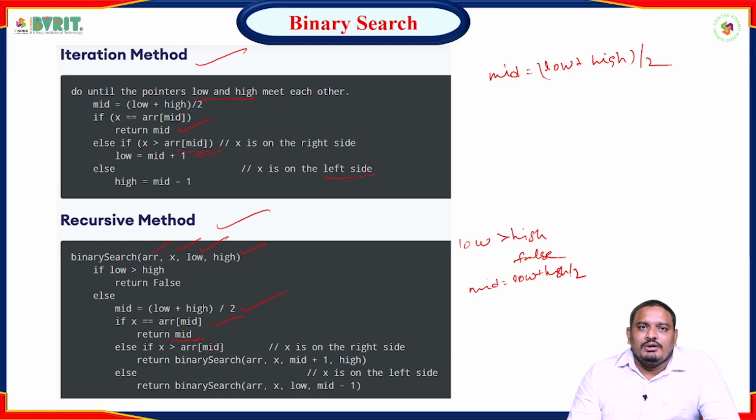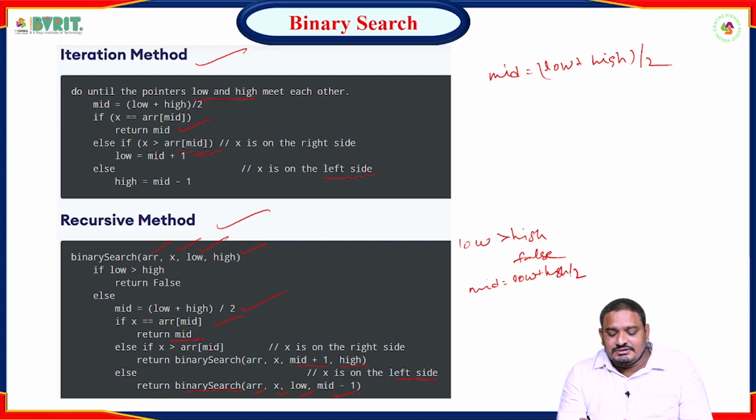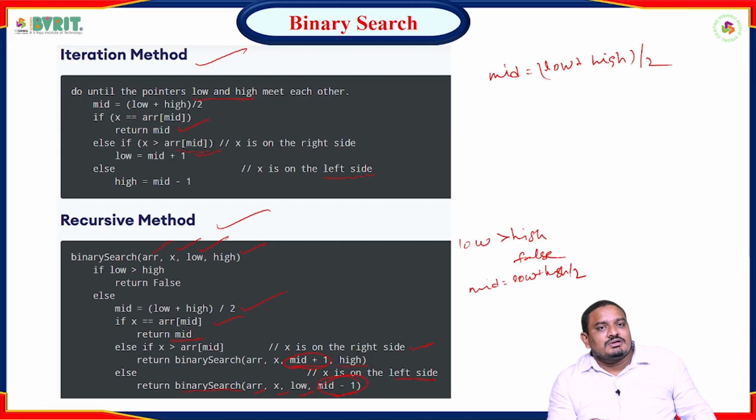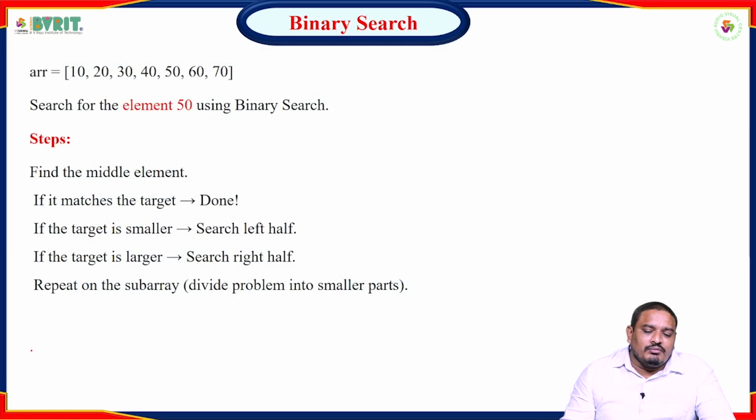Suppose x is on the right side, that is, x is greater than array of mid, then return binary search of array, x, mid plus 1 and high. If x is on the left side, return binary search of array, searching element, low and mid minus 1. If the element is on the right side, mid plus 1; if the element is on the left side, mid minus 1. These are the two algorithms under binary search. Let's see them one by one.